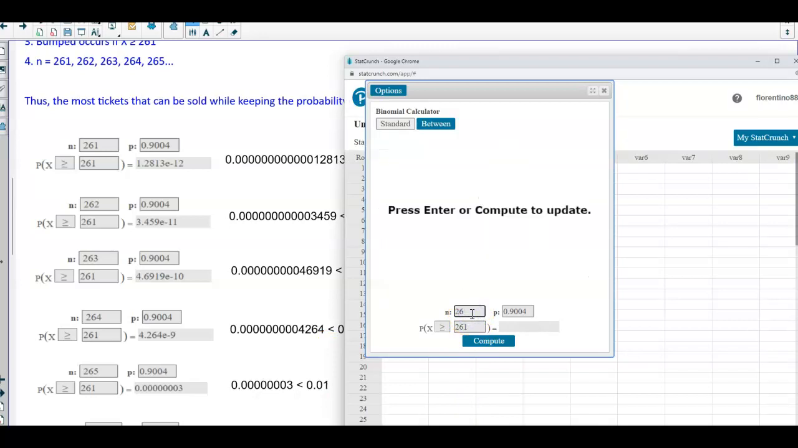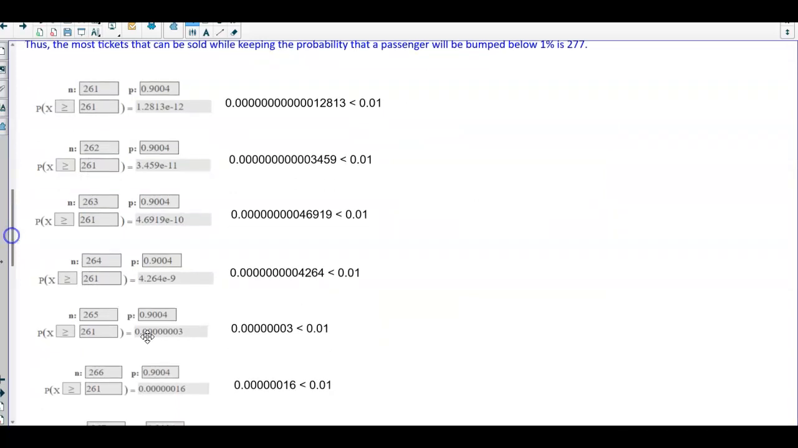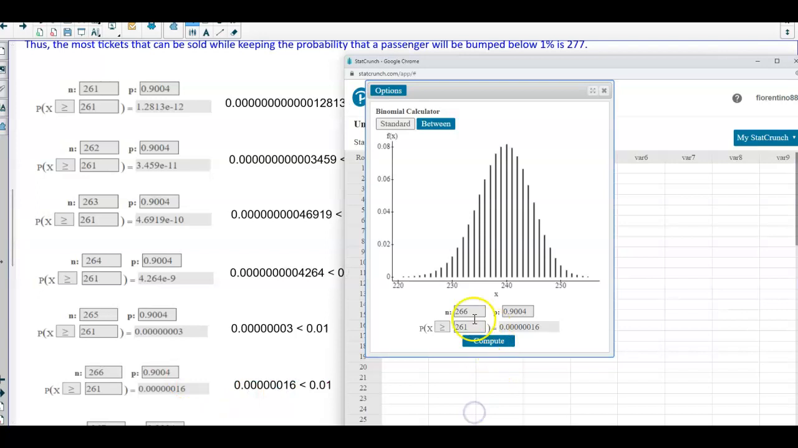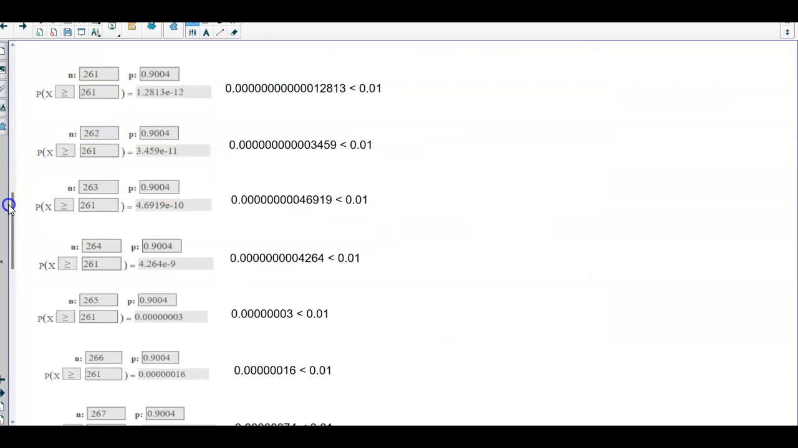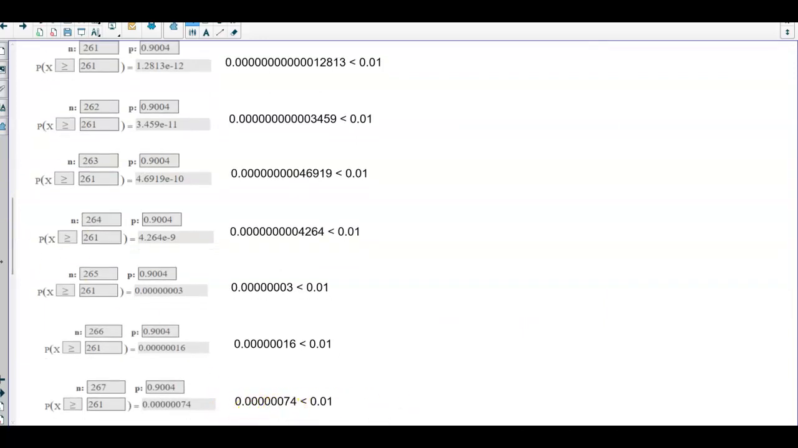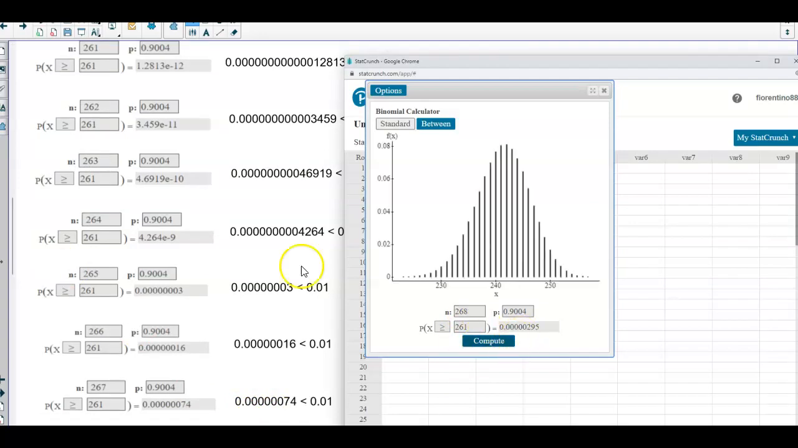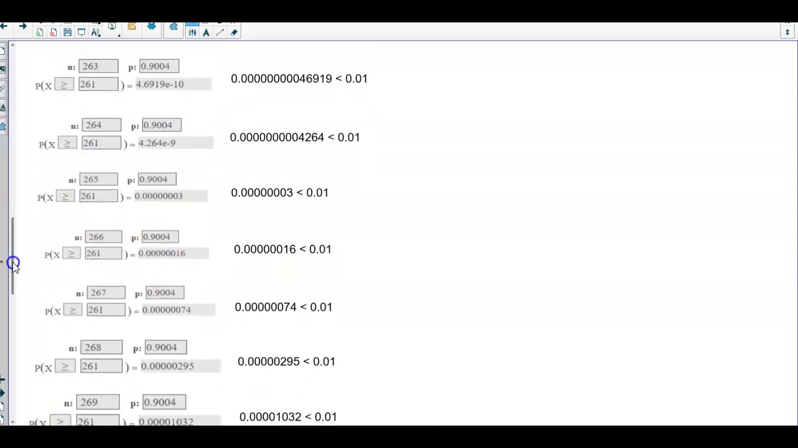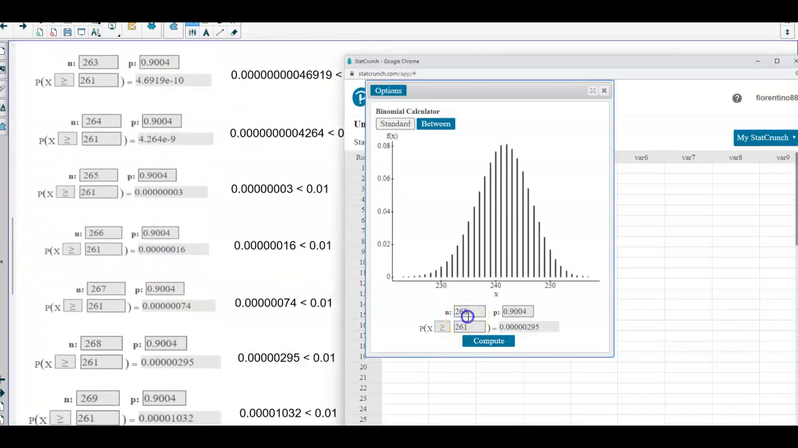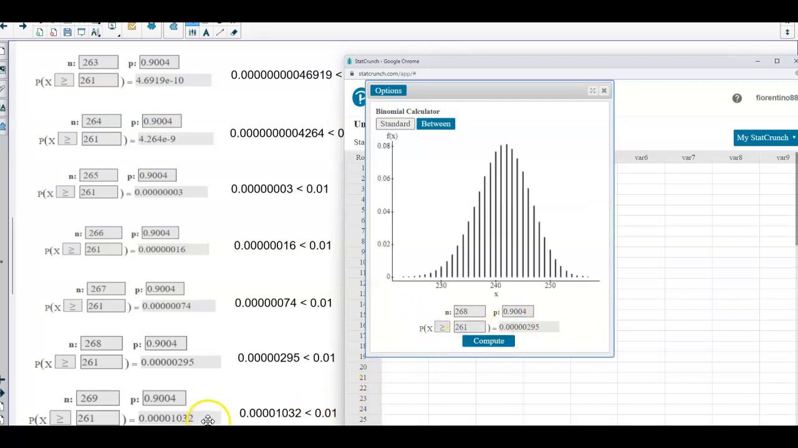Let's put in 266. You can see that number is still below 1%. Put in 267. We can see that number is still below 1%. Let's put in 268, and you can see that probability is still less than 1%. Let's put in 269 just to verify this. There's the probability for 269.